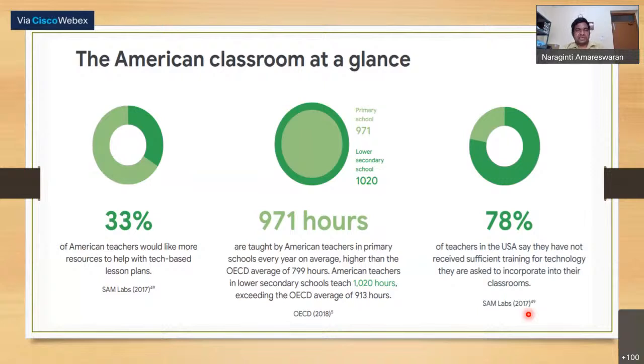And the American classroom, we see here: American teachers would like more resources to help with technology-based lesson plans. This one is from 2017. 971 hours are taught by American teachers in primary schools every year on average. 78% of teachers in the USA say they have not received sufficient training for technology. We have an assumption in our mind that America is well developed and has hi-fi technology, but 78% say they never received sufficient training for technology to incorporate in their classroom.